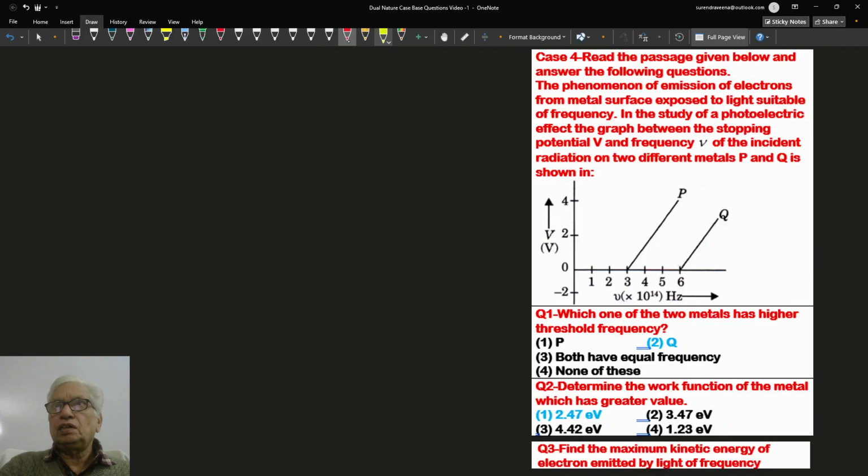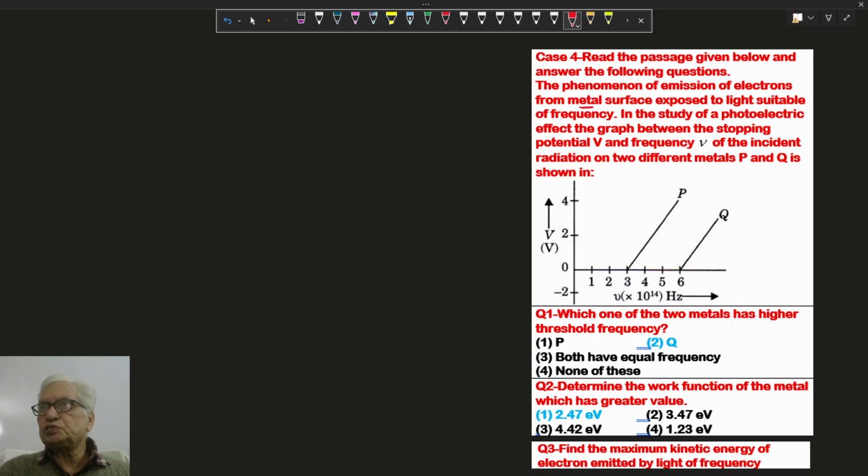In this case, the phenomenon of emission of electrons from the metal surface exposed to light of suitable frequency is studied, and plotted here are the stopping voltage and frequency. This is called, for metals P and Q, the minimum or threshold frequency, below which there is no emission of electrons. So now we are discussing question 1.